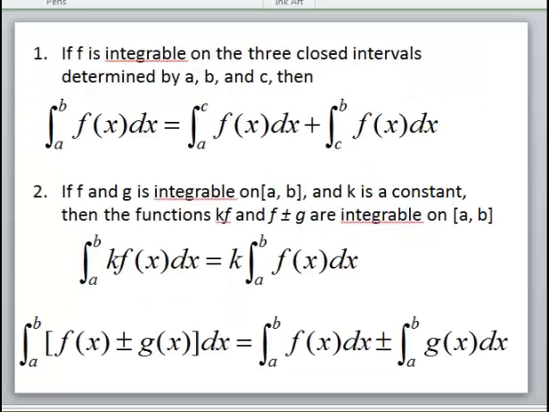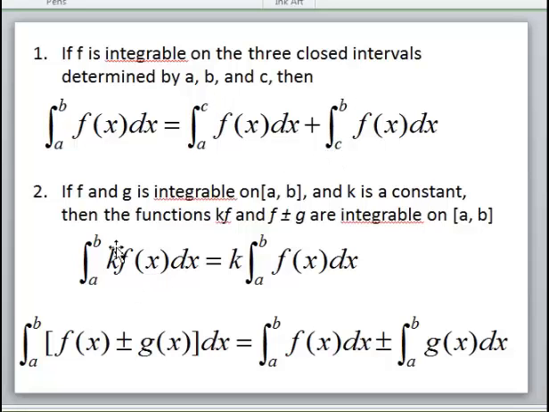I want to look at a few more of the properties that we can do with integrals. Those are that we can take an integral that goes from a to b, and we can split it up and take it from a to c plus the integral from c to b. So we can split it up into intervals.